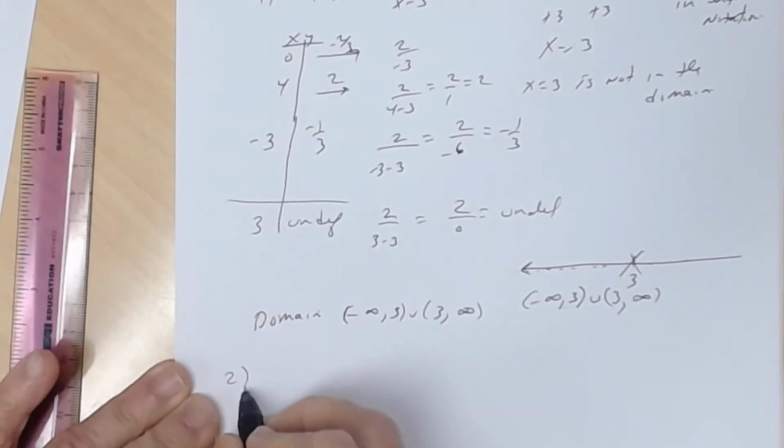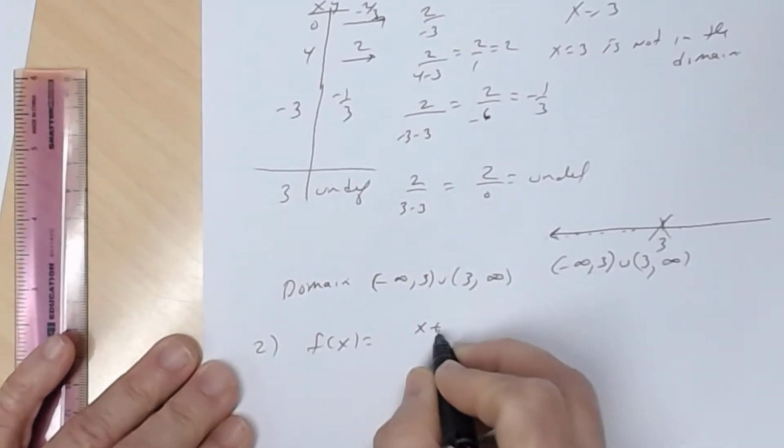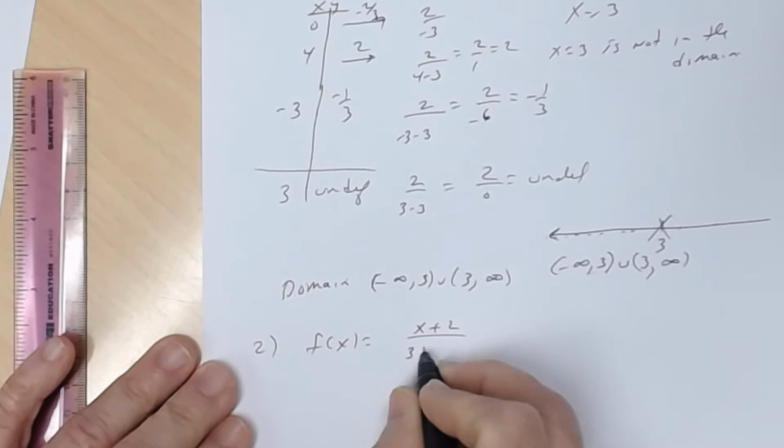All right, let's look at number 2. Suppose we had f of x equal x plus 2 divided by 3x minus 1.